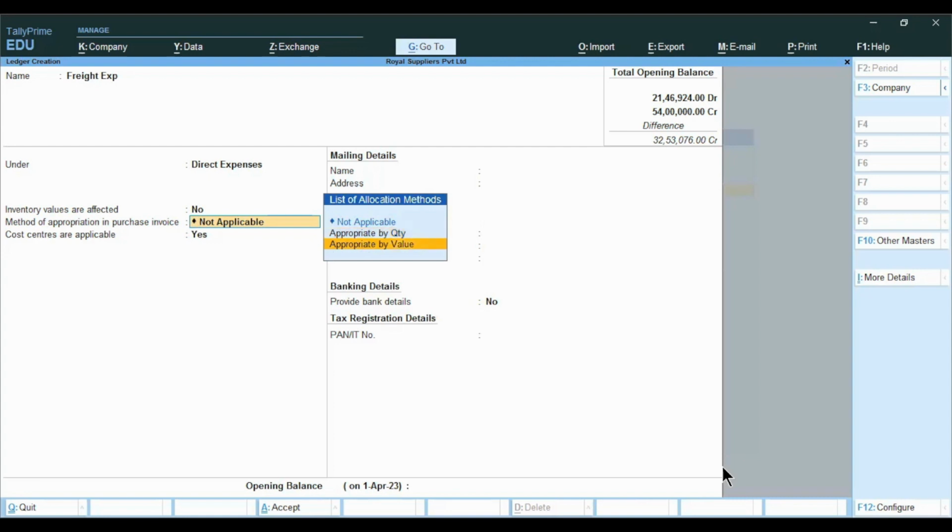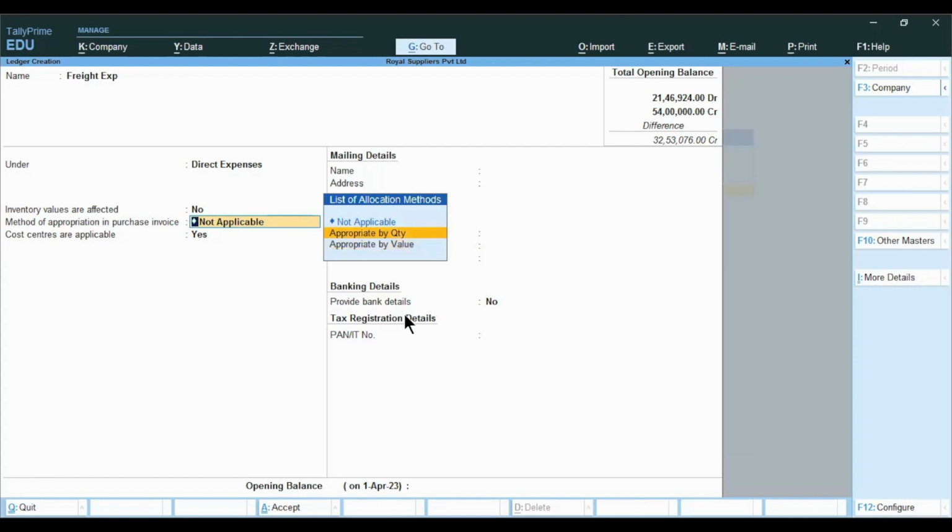Or if you select the method as appropriation by value, whatever the amount of invoice comes, the freight expense will get divided in proportion to it, and whatever the rate comes, it will get added to the per stock item value.